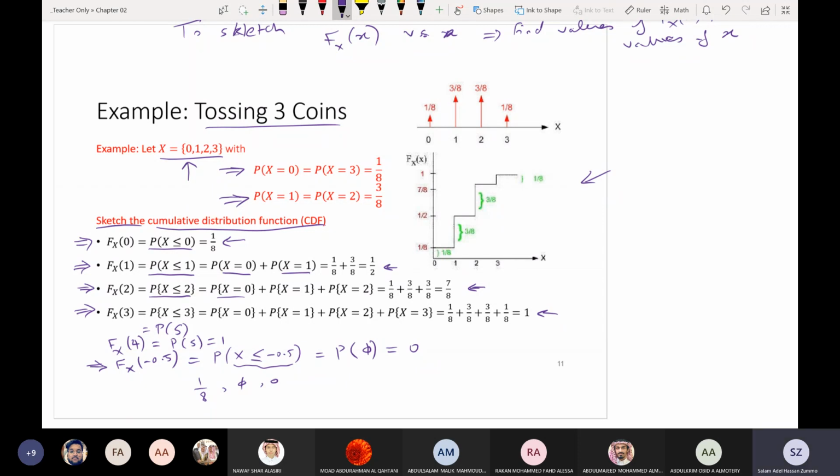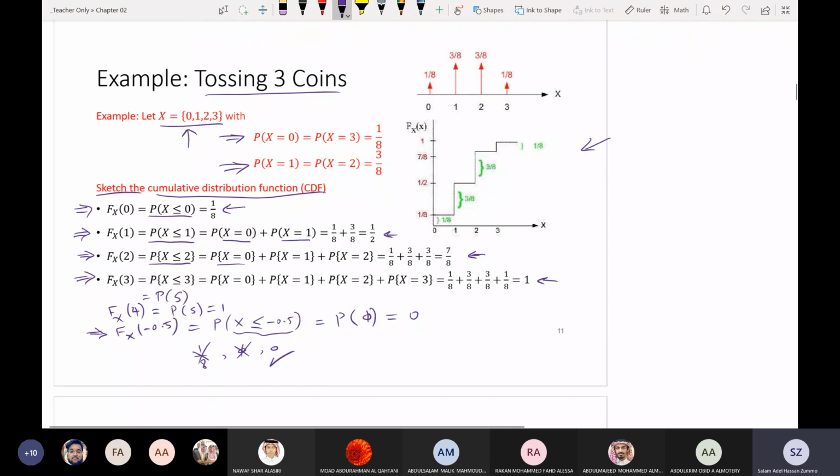So 1 over 8 is wrong. Phi is the corresponding event, not the probability. The probability cannot be equal to phi. It's 0. Any question?